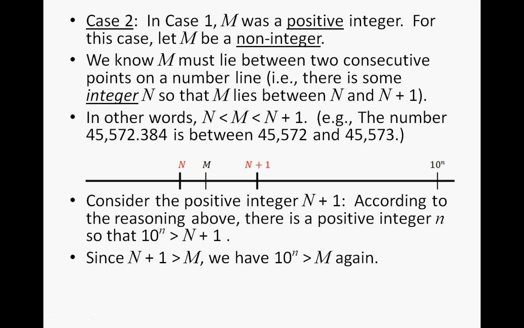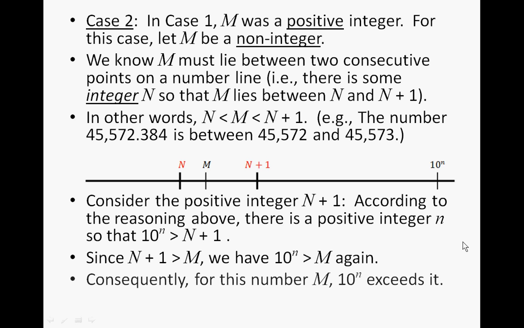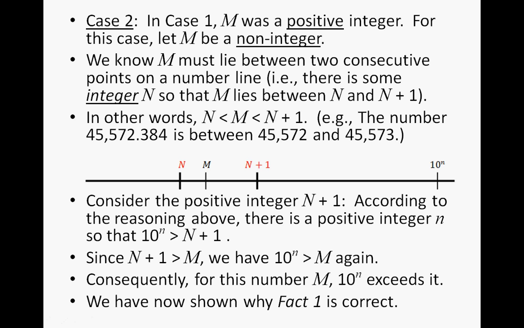Since n plus 1 is greater than m, then again we have 10 to the nth power is got to be greater than m. So the same thing holds true. Consequently, for this number m, 10 to the nth power will exceed it. And therefore, we have now shown why fact 1 is correct. Whether it's an integer or a non-integer number, in this case a decimal, fact 1 is still true. There is always going to be a power of 10 that will be greater than m.